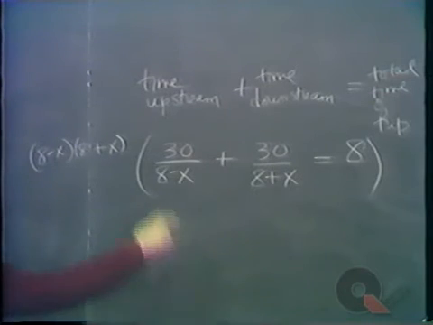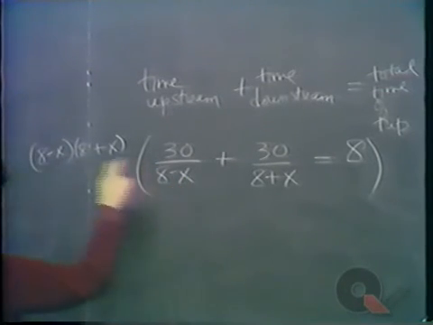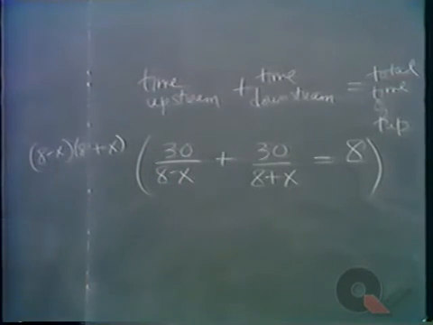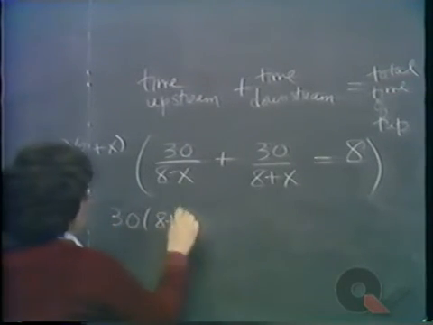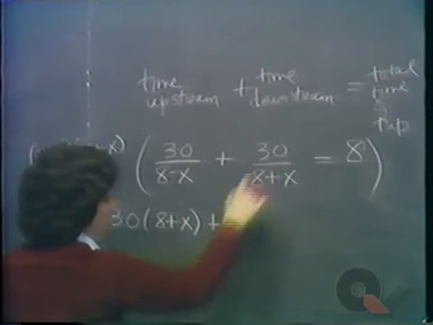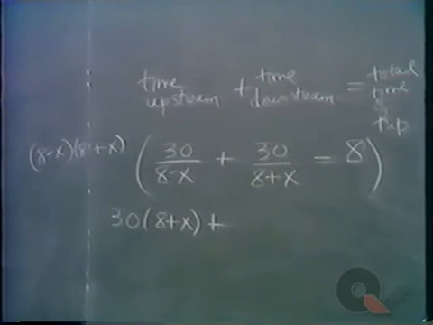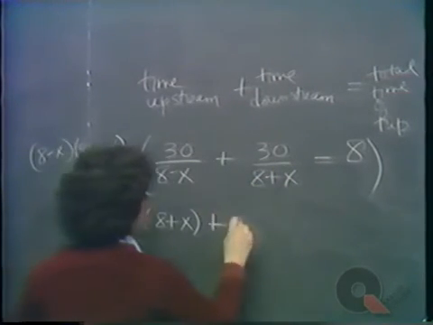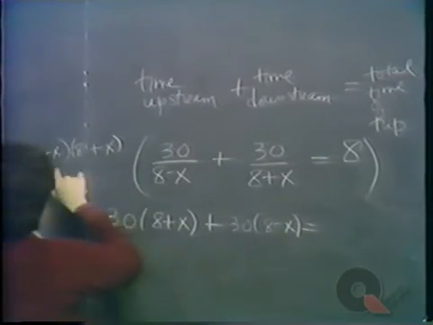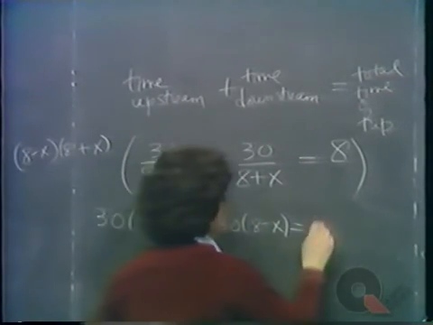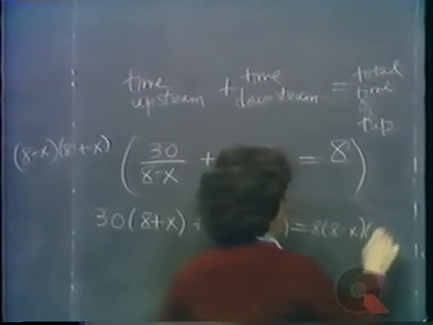And when we do that, 30 over 8 minus x times 8 minus x, 8 plus x, the 8 minus x's cancel, and we get 30 times 8 plus x. Here, in the second term, the 8 plus x's cancel, and we're left with 30 times 8 minus x. And the 8, of course, has to be multiplied by both the 8 minus x and the 8 plus x.